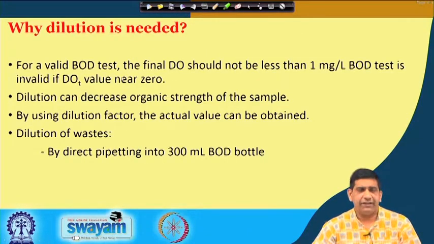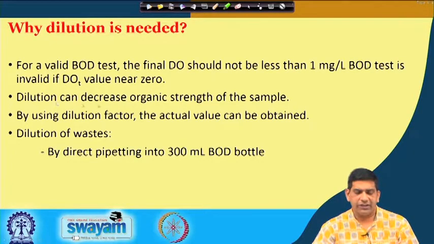So, why is dilution needed? As I said, for a valid BOD test, the final DO should not be less than 1 milligram per liter, because the BOD test is invalid if the final DO value is near 0. Dilution can decrease the organic strength of the sample. That helps the reaction happen properly. By using the dilution factor, the actual value can be obtained.